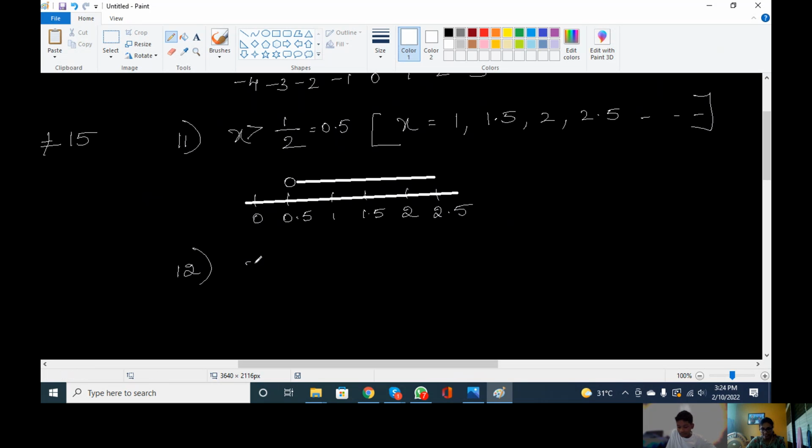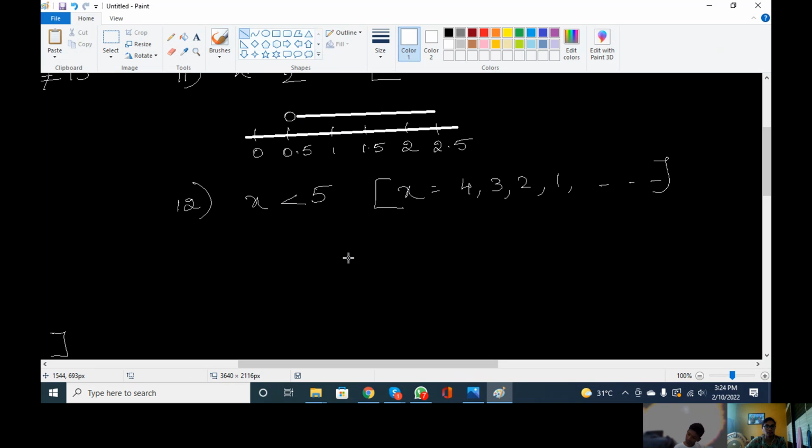12th question. X is less than 5. What are the x values here? Less than 5: 4, 3, 2, 1, and so on. Many are there. Negatives are also less. One, two, three, 4, 5. So near 5, circle it. Since it is less, extend to the left hand side.